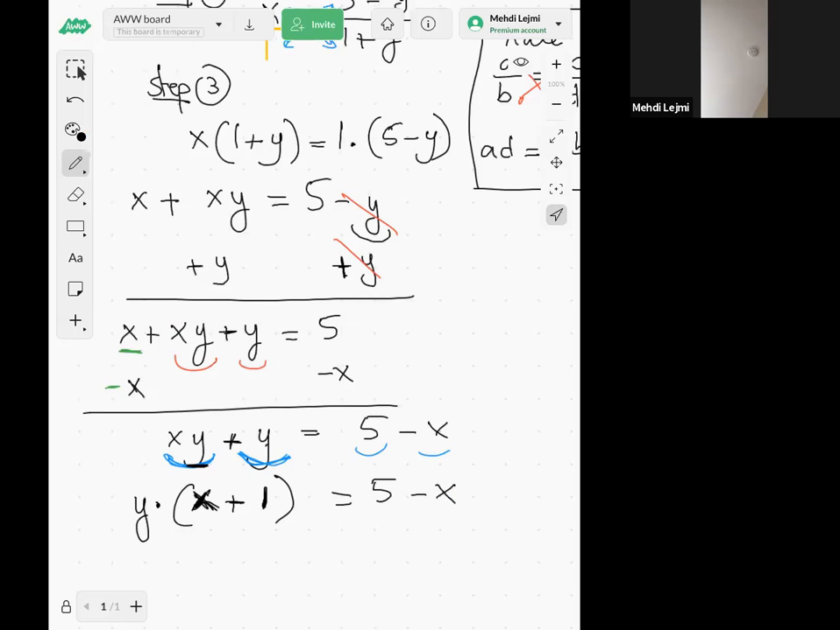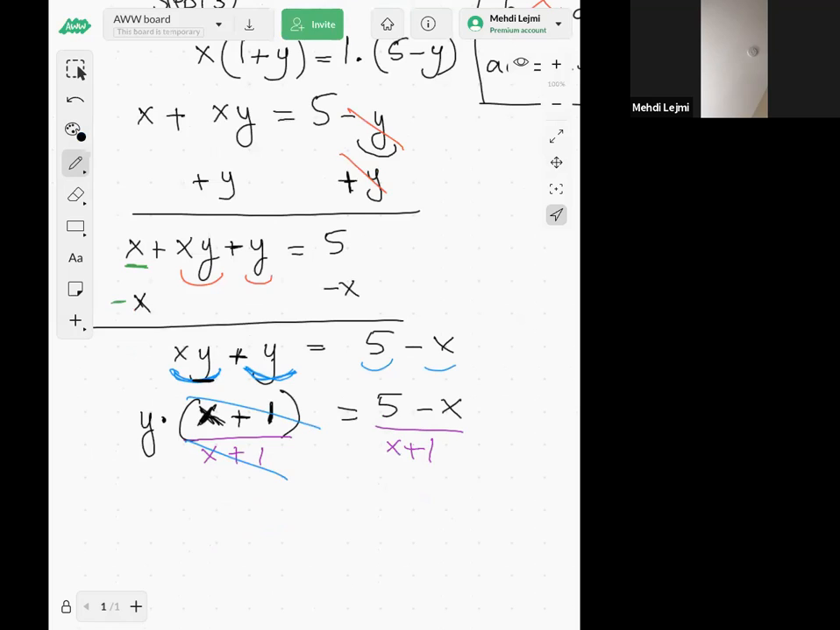So you see now, once you factor out y, you can divide by this x plus 1. And of course, whatever you do to the left side, you do the same to the right side. So once you divide the left side by x plus 1, your x plus 1 over x plus 1 cancels out, and then you get y.